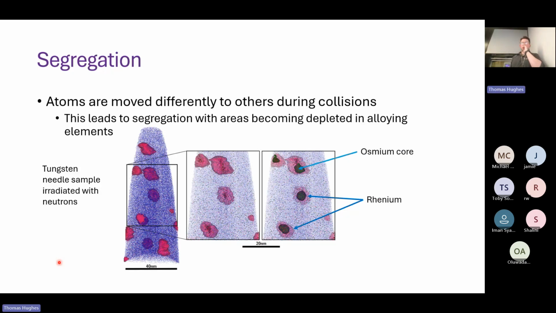Any idea what this will do to the material properties? Any idea? We're adding lots of inclusions that don't want to be there, which makes it harder for a material to deform, so it makes it more brittle. And tungsten's already incredibly brittle, so doing this is not doing it any favors.